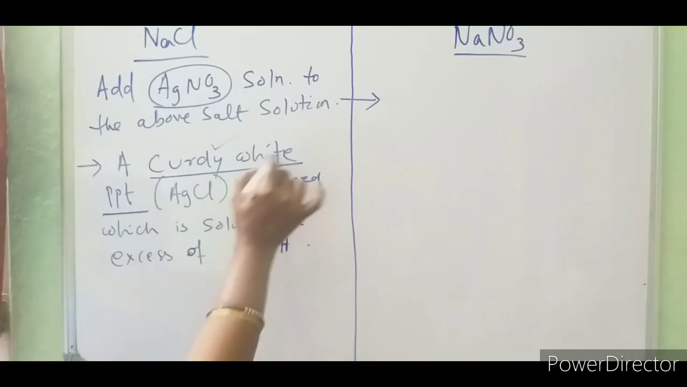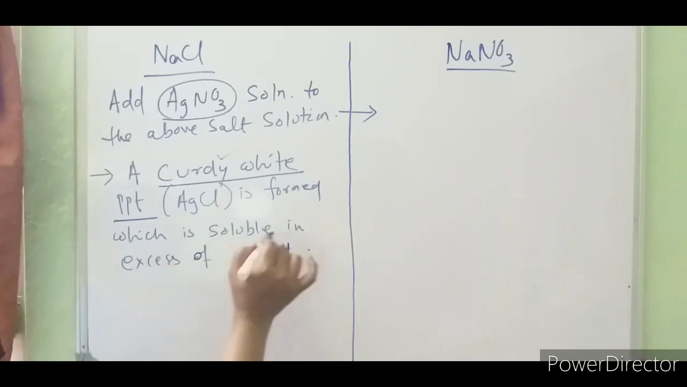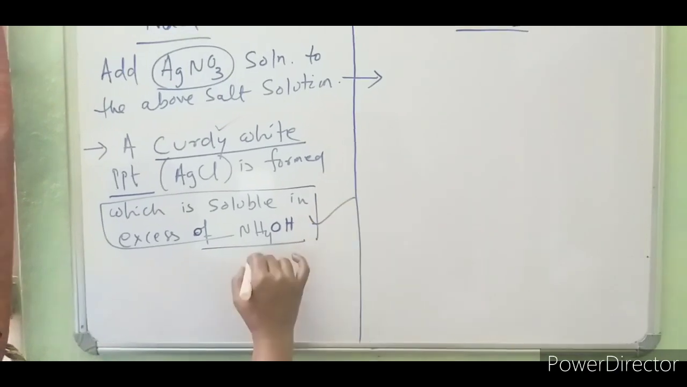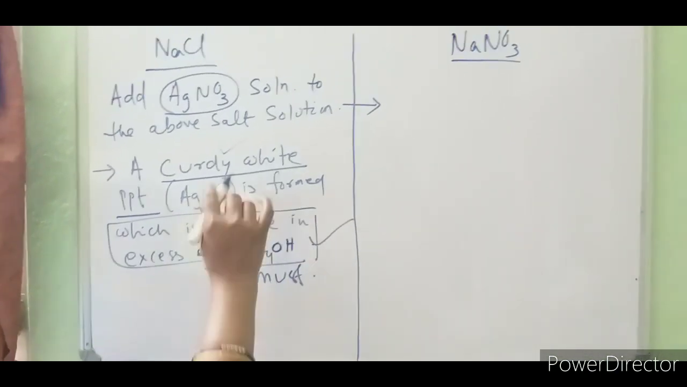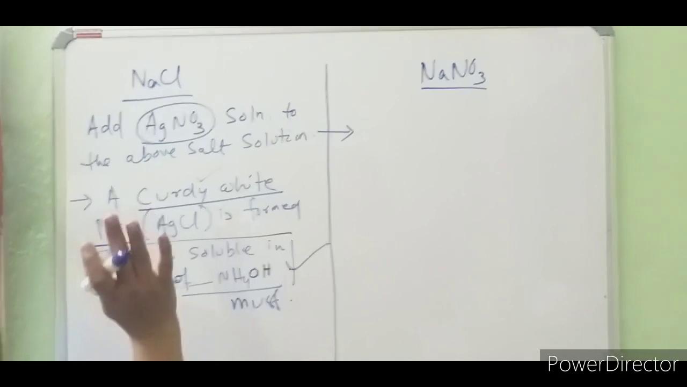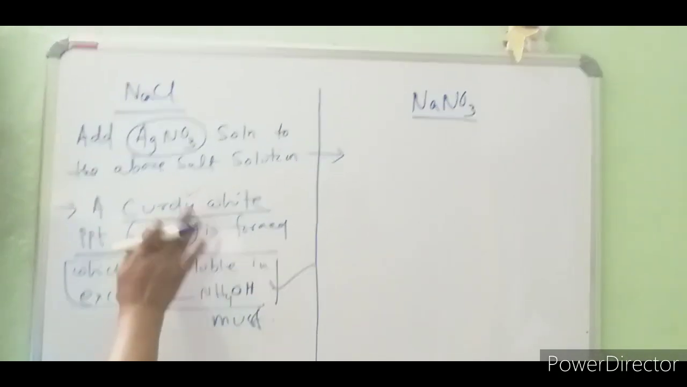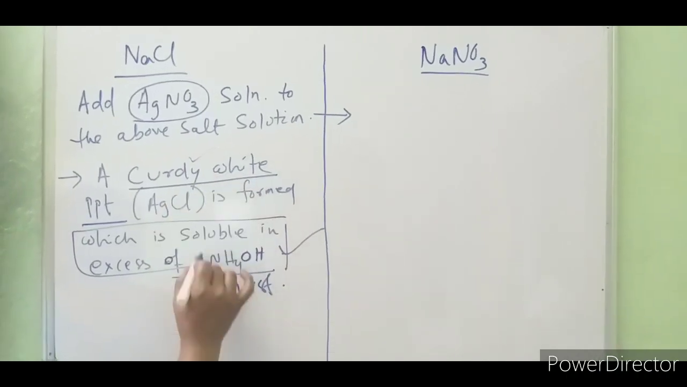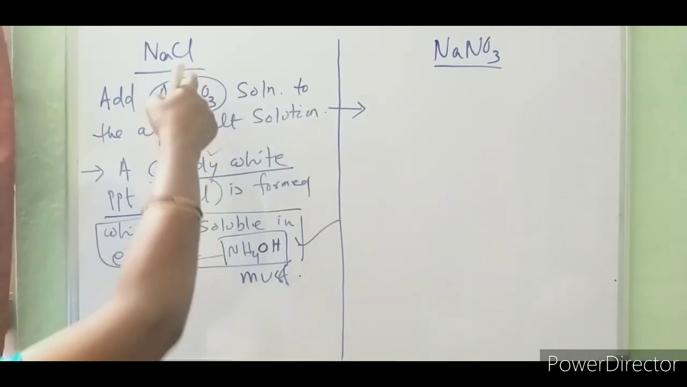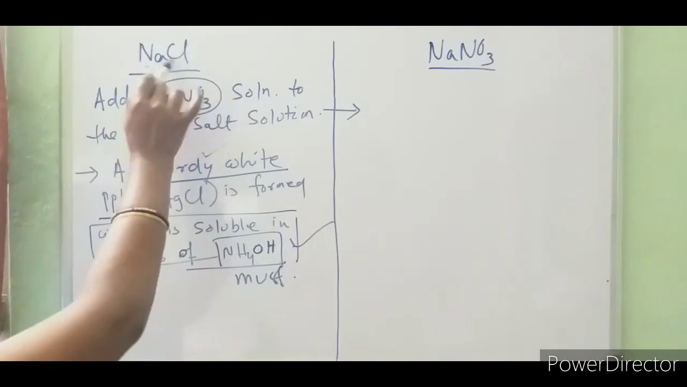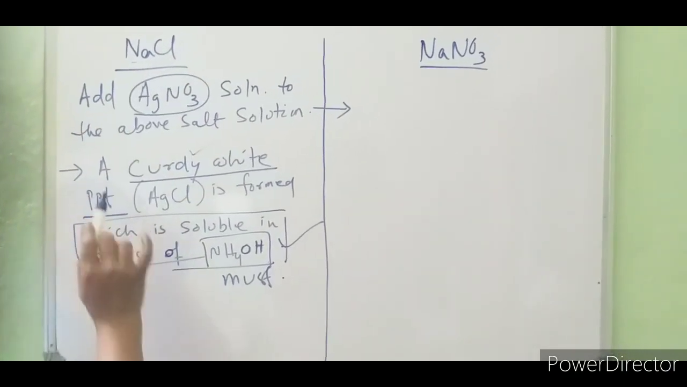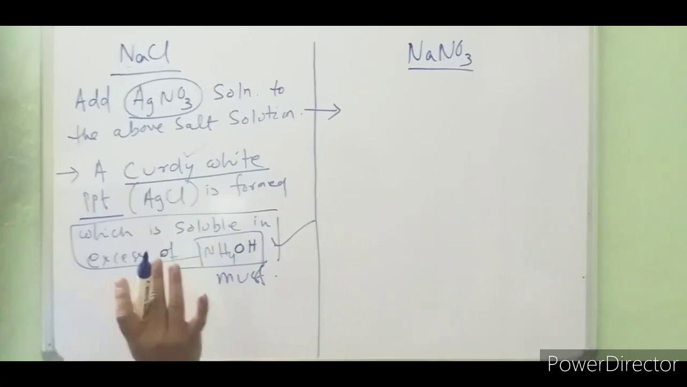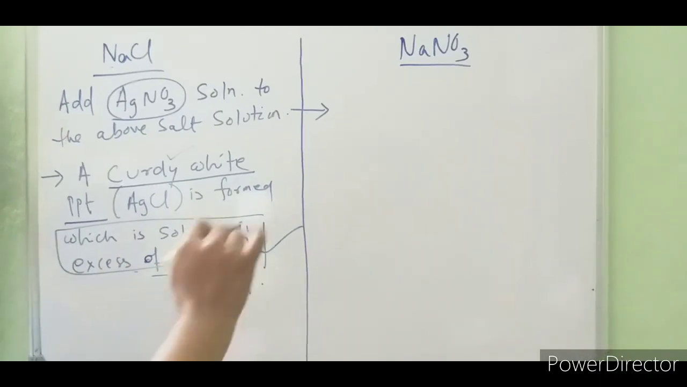So you will write a cloudy white precipitate will be formed which is soluble in excess of ammonium hydroxide. This part you have to write. This is a must. Otherwise if you write only this much, you may lose marks, because many cloudy white precipitates are formed. But if that one is soluble in ammonium hydroxide, then only will it be the clear distinction for the chloride ion. Okay, so a cloudy white precipitate is formed which is soluble in excess of ammonium hydroxide.